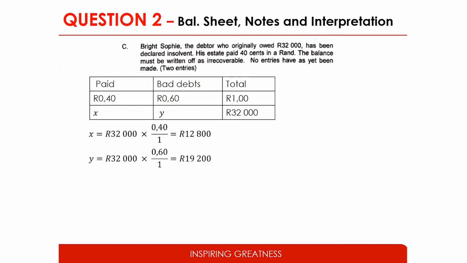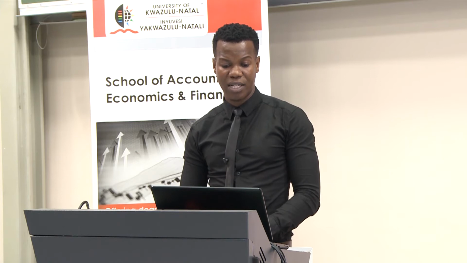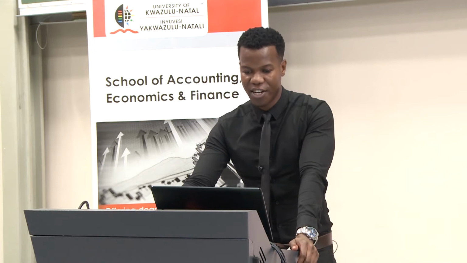However, the 60 cents in the rand, 1 Rand minus 40 cents leaves you with the 60 cents, or you can say 100 minus 40 leaves you with the 60%, whichever the case. So that needs to be written off, and that's 19,200 Rand. So when you're now putting it in your books, you say bank increases by 12,800 Rand. However, the debtors control then needs to decrease because the people who owe us money are decreasing. Also, the bad debts, the amount that we're writing off of 19,200, is debited because it has the effect of decreasing our owner's equity. Also, your debtors control also decreases, hence it is credited.